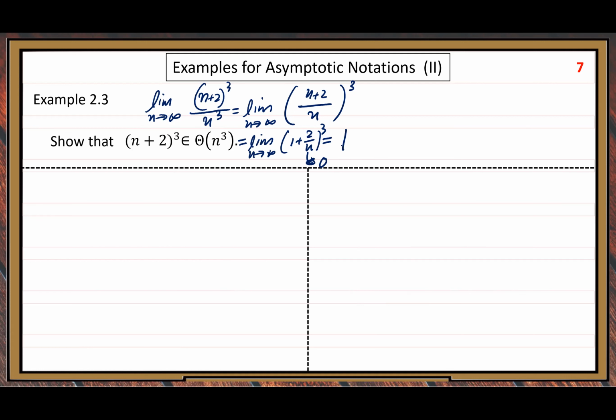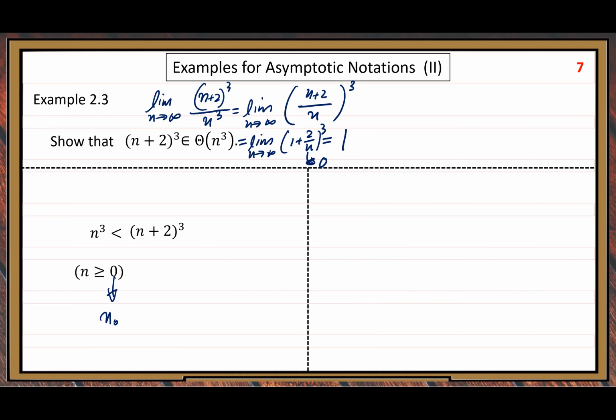But let's practice the inequality way another time. Lower bound and upper bound. Our target function is (n plus 2) cubed. Lower bound, easy, just n cubed. We drop that 2. And this inequality holds for n greater or equal to n0. So this is our n0 constant.